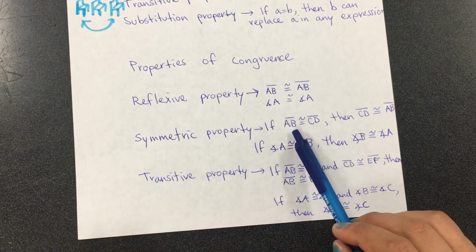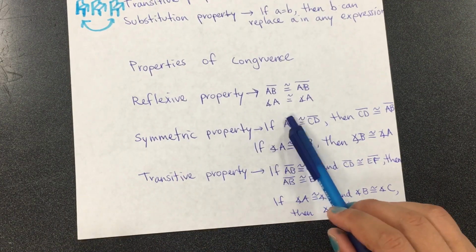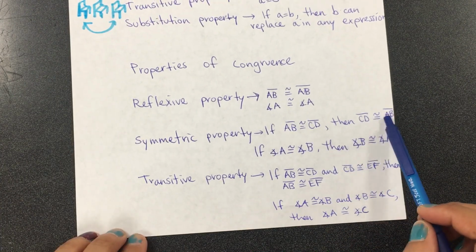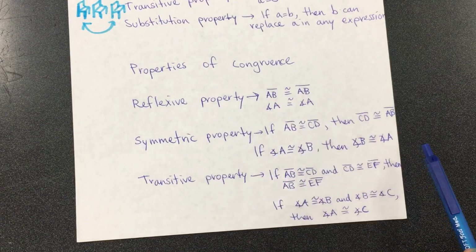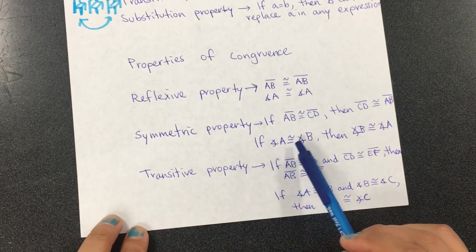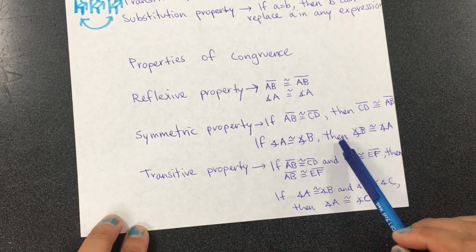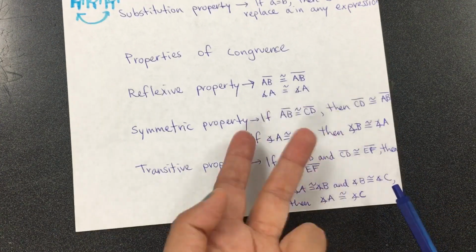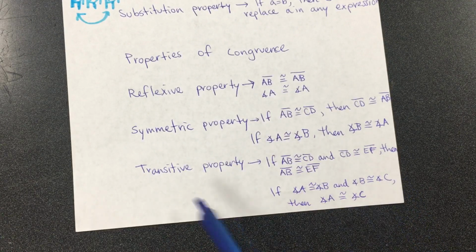Symmetric property, if line segment AB is congruent to CD, then CD is congruent to AB. All you're doing is switching the order. Same here, if angle A is congruent to angle B, then we can say that angle B is congruent to angle A. That's symmetric. All you're doing is switching the order.